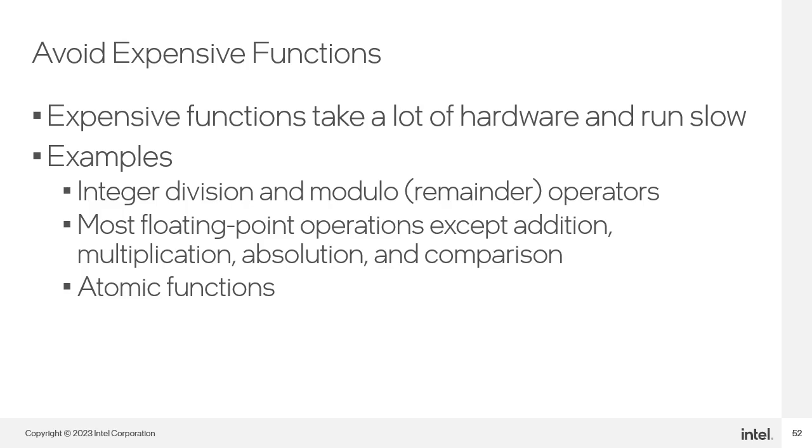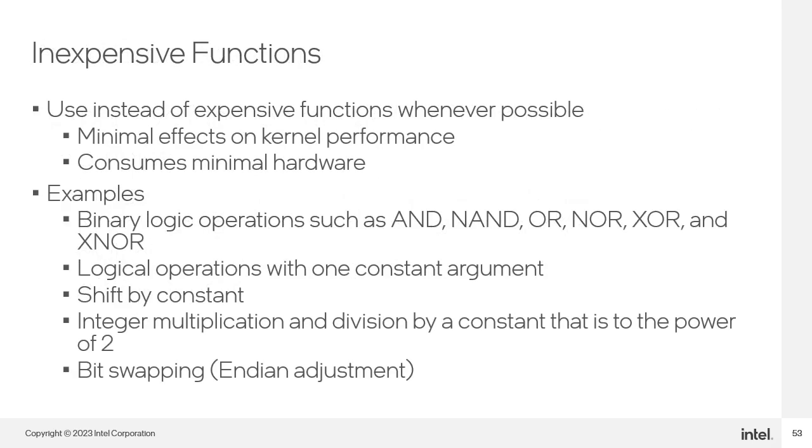Also, atomic functions. Typically, you can't code up atomic functions in single task. But if you are using parallel for on FPGAs for atomic functions, bear in mind that these are large functions and are slow. Try to use inexpensive functions as much as possible.